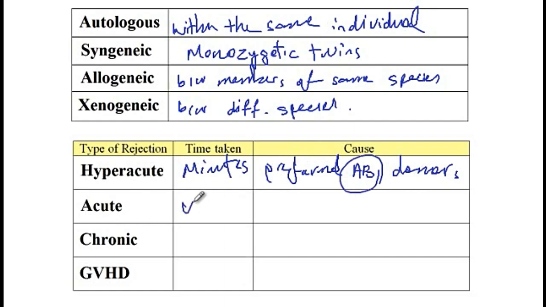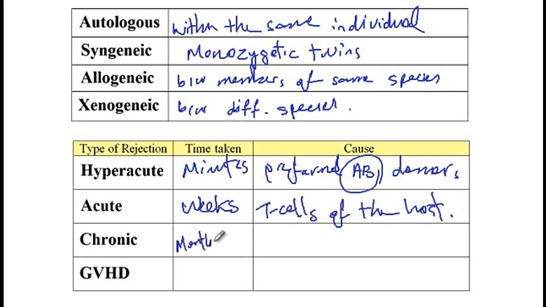Acute rejection usually takes weeks to occur, and this is a type 4 hypersensitivity reaction that is caused by T cells of the host. So host T cells will attack the transplant. In chronic rejection, which could take months to years, it's usually due to the fibrosis of the blood vessels, which will eventually lead to the necrosis of the transplanted tissue.